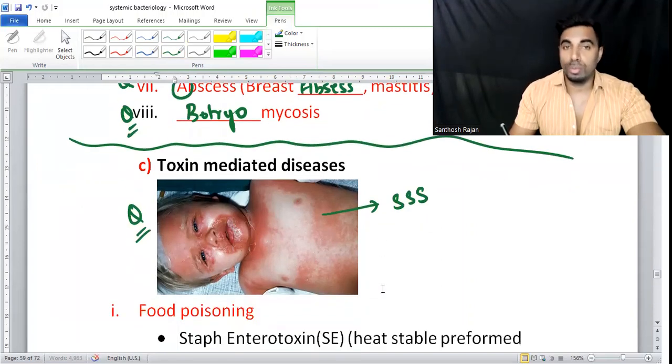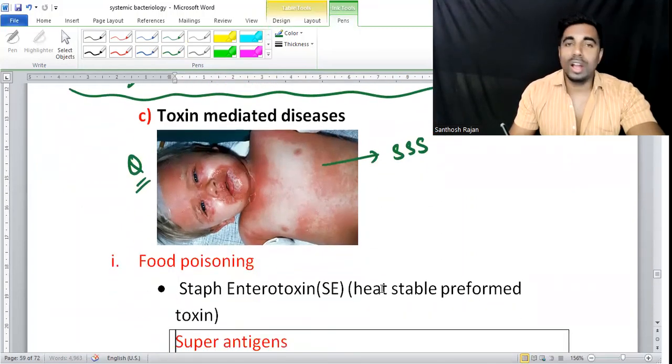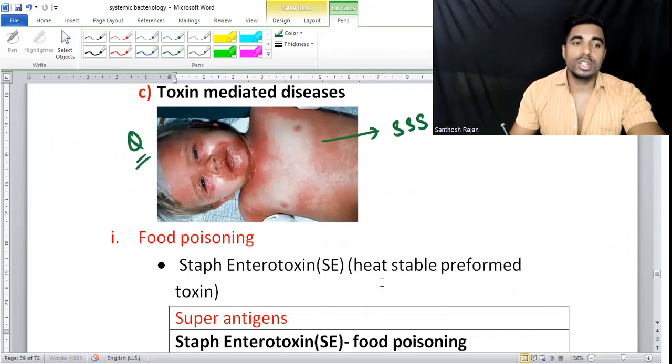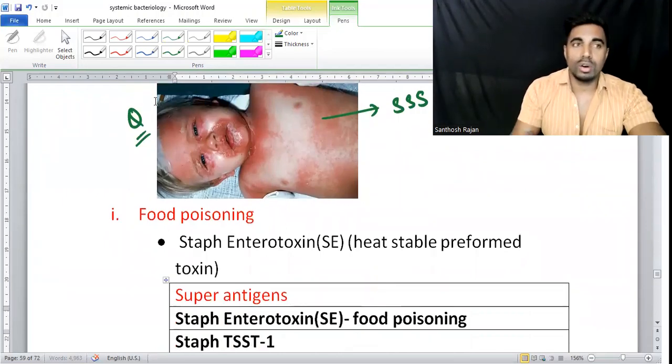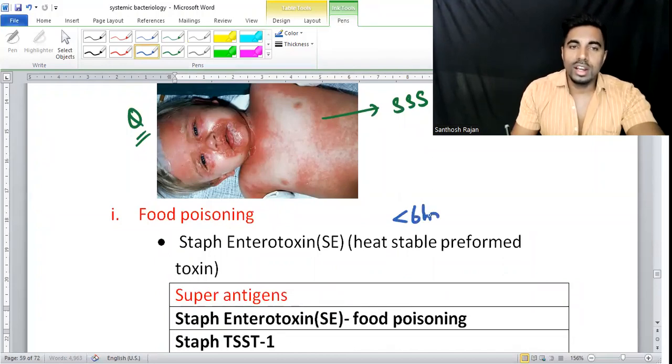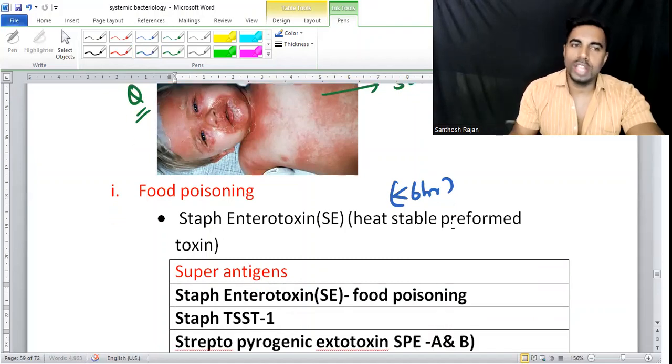The first one is food poisoning. I already repeated the food poisoning. There are two important bacteria that cause food poisoning within 6 hours. What are they? Your Staphylococcus aureus and the other one is Bacillus cereus. We'll talk about that now. So in food poisoning, it's caused by which toxin?